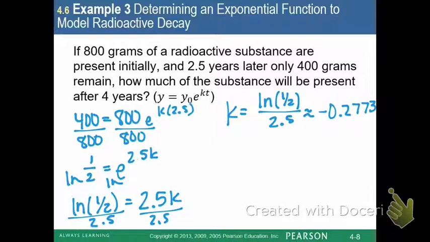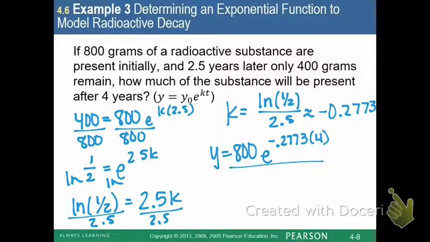Okay, so that gives me the value of k, because now it's asking me how much of the substance will be present after 4 years. So I'm still going to use my initial amount of 800, and I'm trying to figure out how much will be left. So I have 800 times e to the, now I know k is negative 0.2773 times the 4 years. This I can plug right into my calculator. I get about 264, we're talking about grams here, so about 264 grams will be left after 4 years.